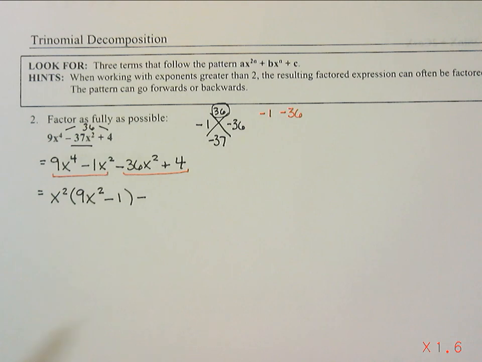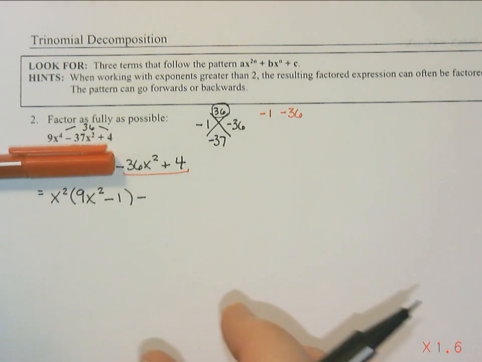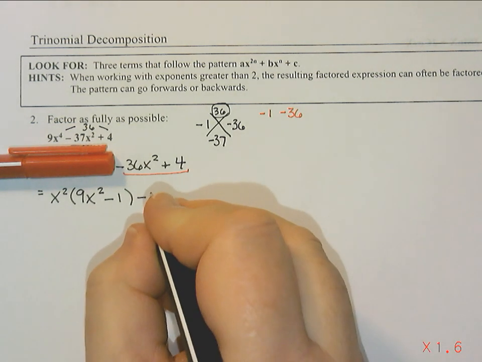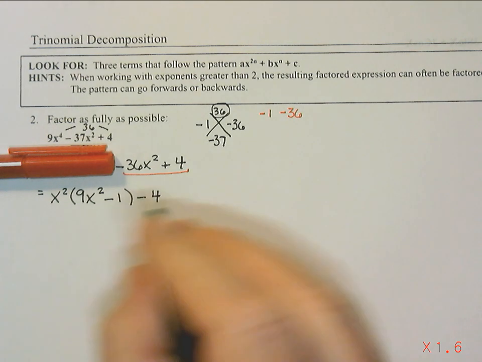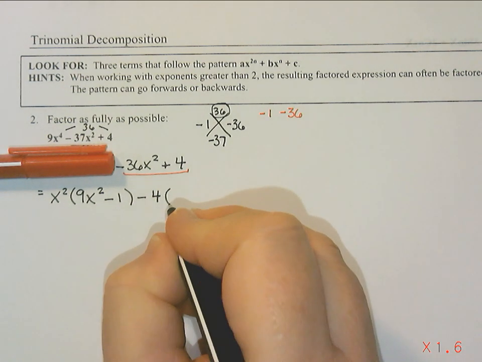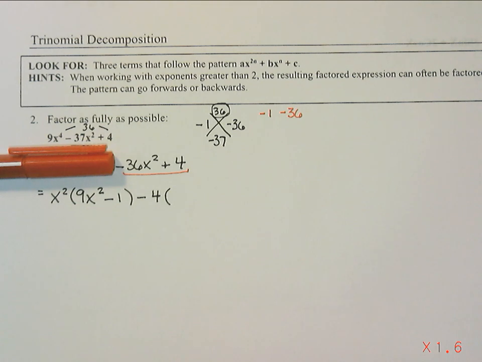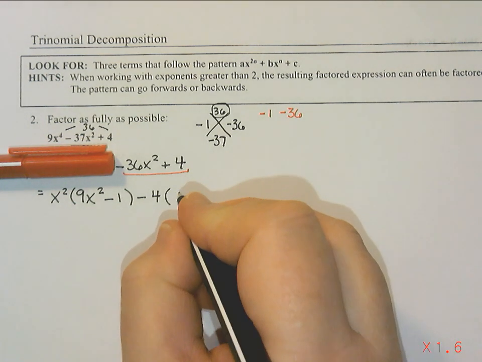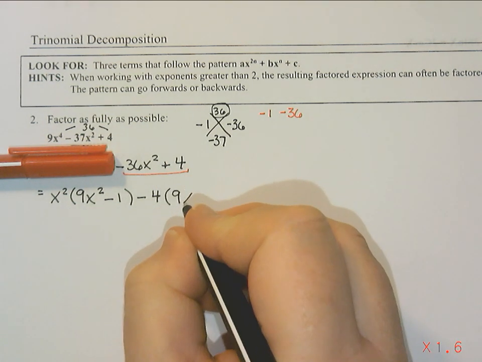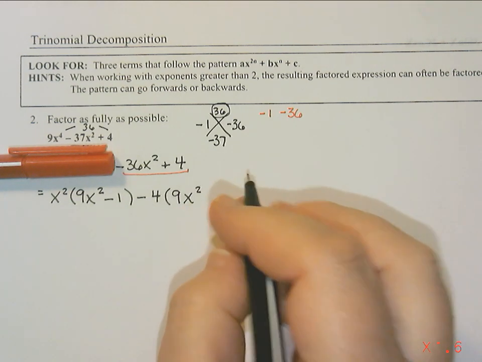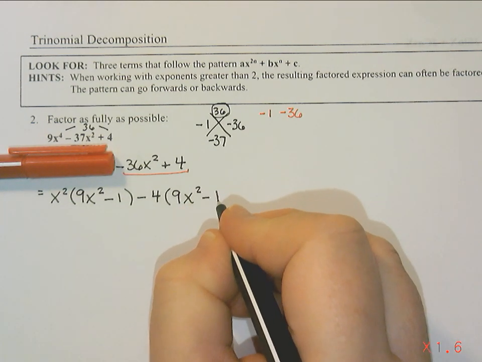And then I'm going to look at the 36x squared and the 4. So 36 and 4 both divide by 2 and 4, and we want to go as big as possible. So we're going to take out a 4, and it's going to be a negative 4. What would I need to multiply negative 4 by to get negative 36x squared? Well, that would be a 9, and then it needs an x squared. What would I multiply negative 4 by to get positive 4? Well, the sign changed, so negative 1.